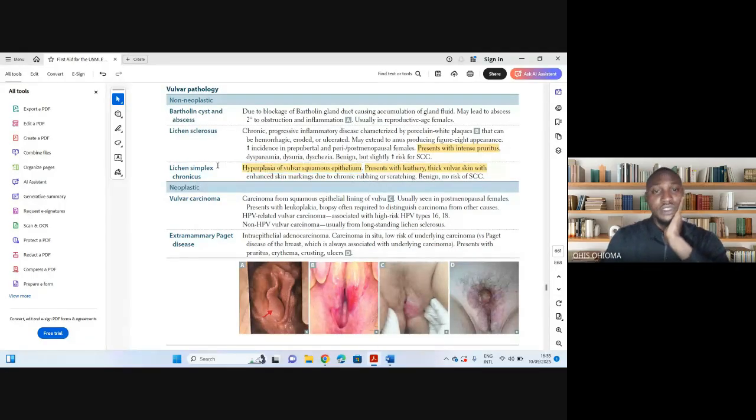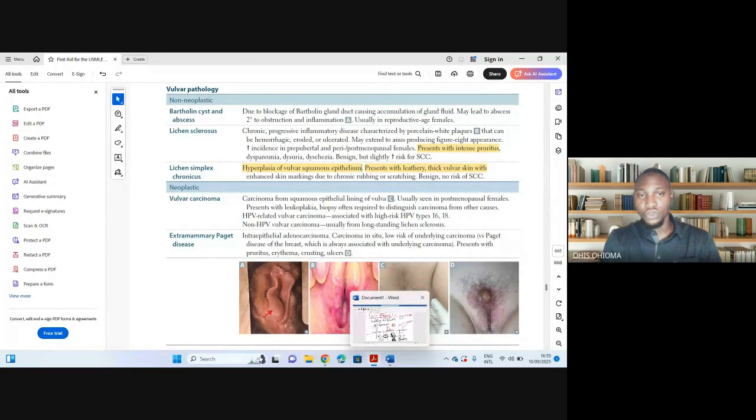The difference between this one and this one is that in this one, the itching is not as severe. And this one has other secondary symptoms such as dyschezia and dyspareunia. This one is inflammatory. This one is not inflammatory, right? The last difference between these two is that this lichen sclerosus increases the risk of squamous cell carcinoma, and this one doesn't, right?